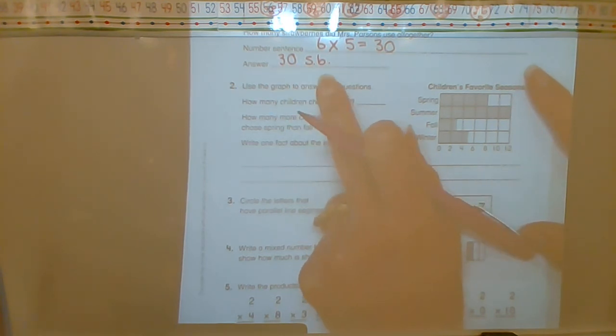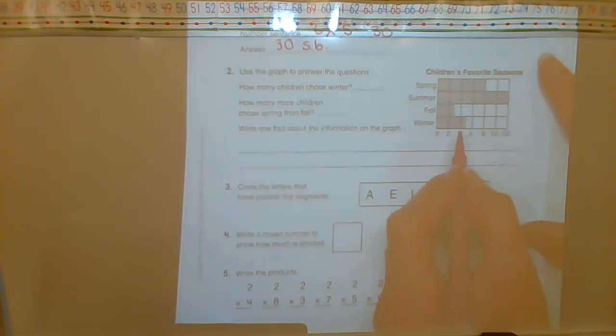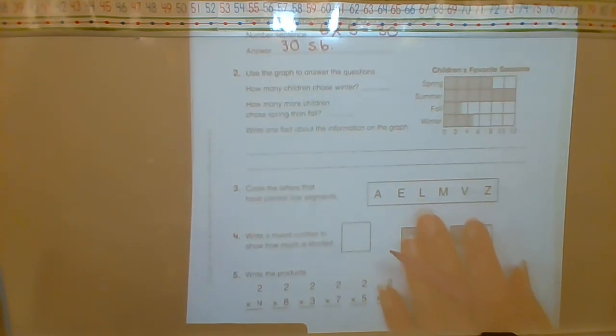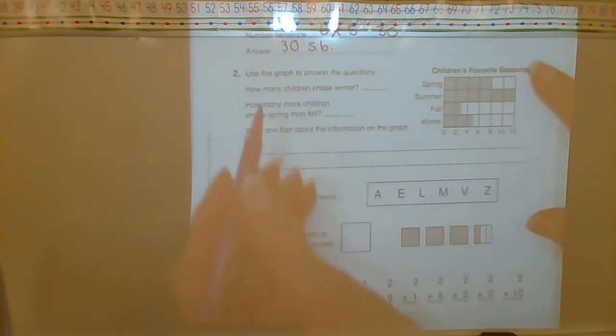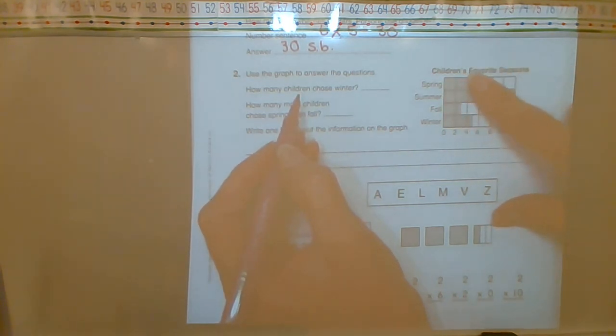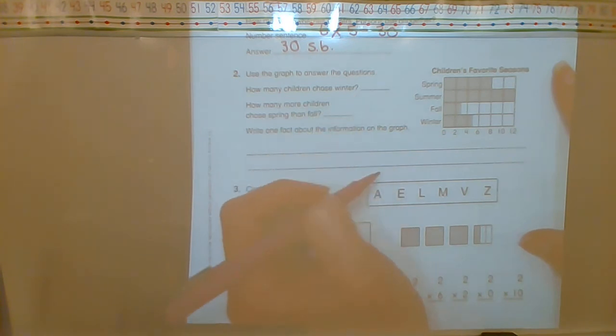No, strawberries. All right, here's a graph that's counting by 2s. Again, if you're working with me, great. If not, you can work on it later and you can just watch me for a little bit. How many children, this is a graph where they pick their favorite seasons. How many children chose winter?